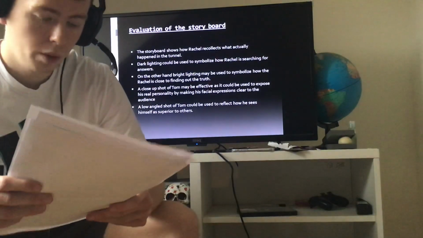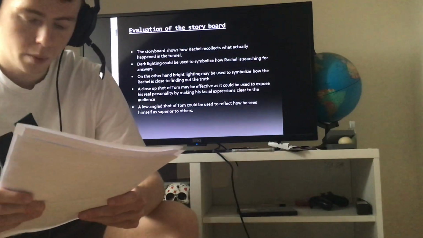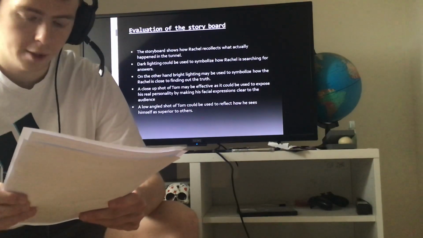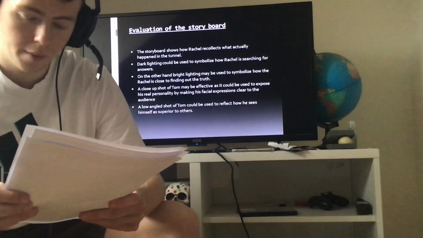So, evaluation of the storyboard. This storyboard shows the scene in which Rachel goes back to the tunnel and has a flashback which reveals what actually happened when Rachel blacked out in the tunnel, as this is an integral part of the narrative.